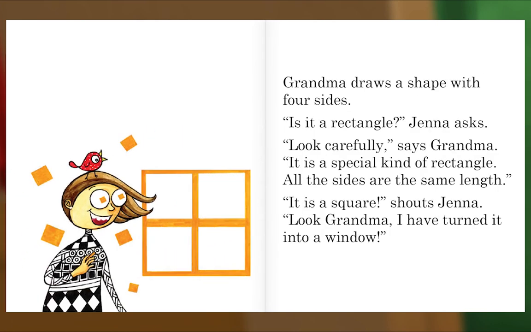Grandma draws a shape with four sides. Is it a rectangle? Jenna asks. Look carefully, says Grandma. It is a special kind of rectangle. All the sides are the same length. It is a square, shouts Jenna. Look, Grandma, I have turned it into a window.